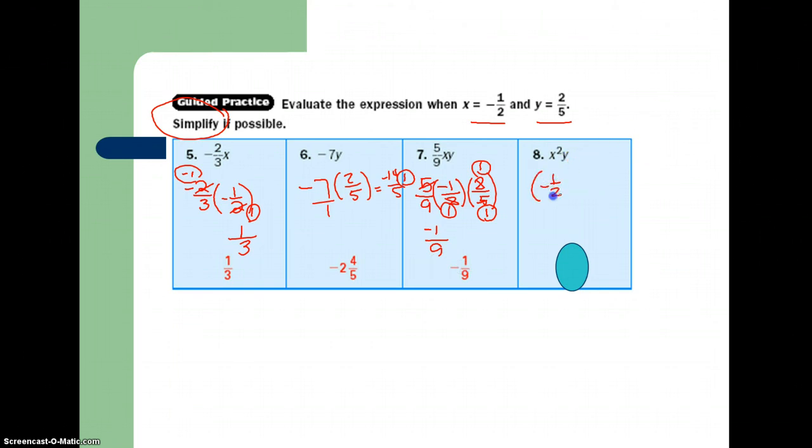X squared is negative 1/2 times negative 1/2. Y is 2/5. Divide out common factors. And then multiply straight across. Negative 1 times negative 1 times 1. And 2 times 1 times 5. 1/10 is your answer.